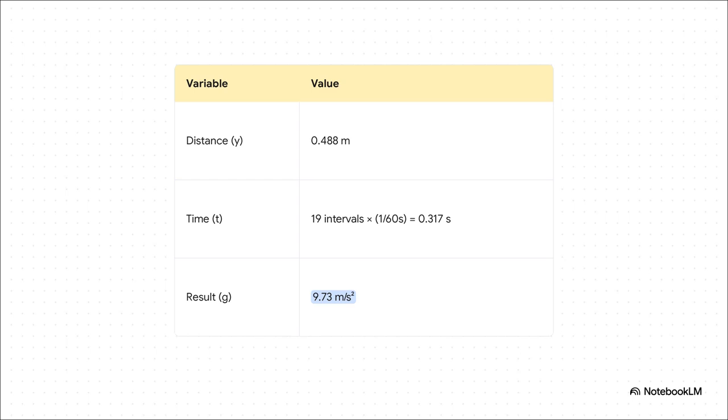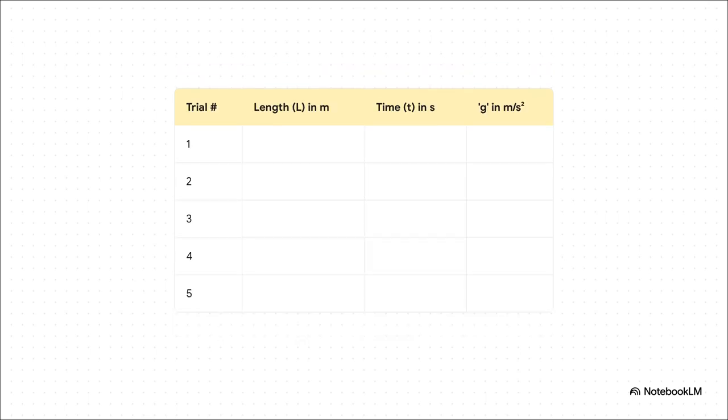That's our y. Now for the time, that's 19 time intervals, and we know each one is a 60th of a second. So 19 times 1/60th gives us 0.317 seconds. We plug those two numbers into our formula, and bam, we get a g of 9.73 meters per second squared. Hey, that's really close.